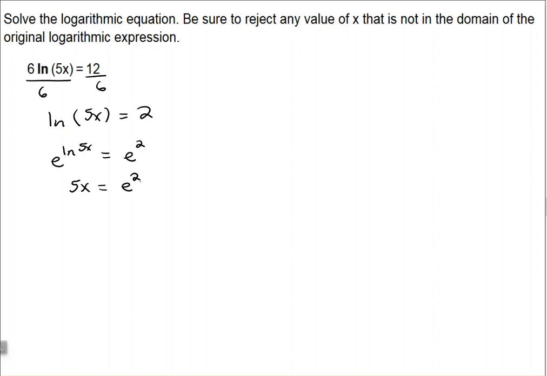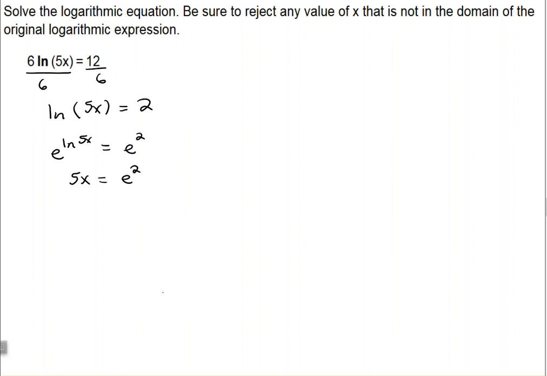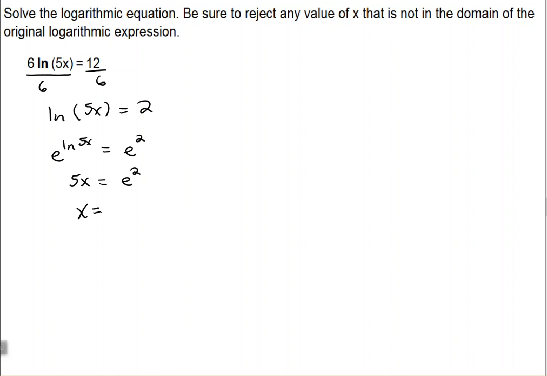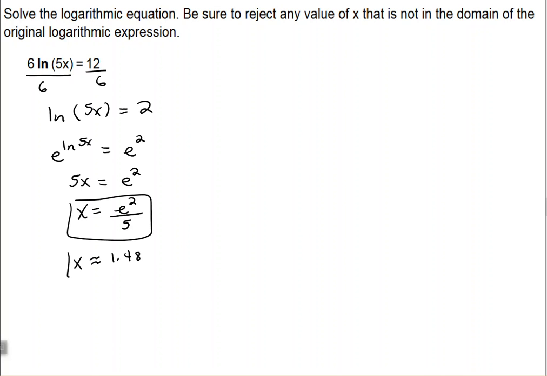Again, keep in mind we are trying to solve for x. So to undo 5 times x, I would divide both sides by 5. My exact solution would be e to the second power divided by 5. My approximation, if I need one, would be about 1.48, and you would calculate that in your calculator.